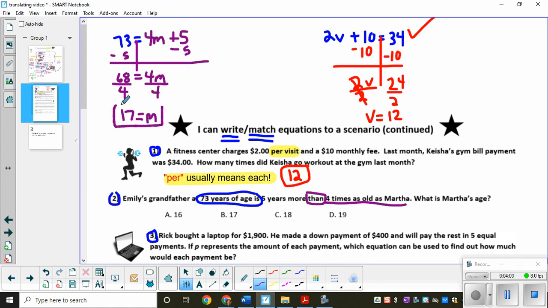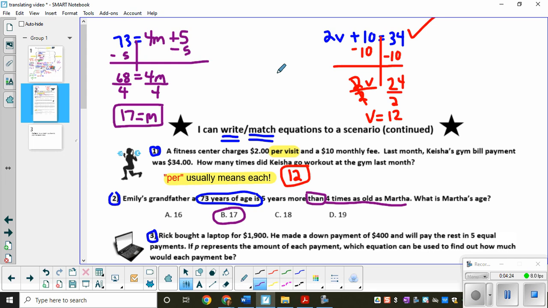So we now know that Martha is 17, which is answer choice B. You will see a question like this later on for Horizon. So I just want to point out that again, 5 years more than 4 times Martha. The 5 years more than 4 times Martha is right here, and that was set equal to the 73.